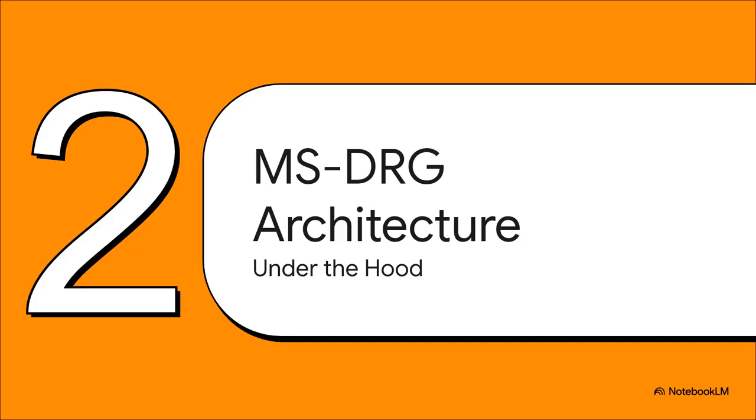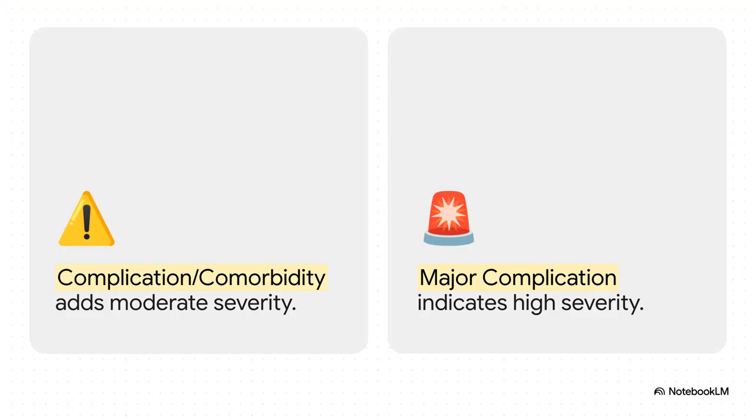Moving on to Section 2. MS-DRG architecture and severity, under the hood. So the secret sauce in this architecture is the distinction between a CC and an MCC. A CC, meaning a complication and comorbidity, adds a moderate level of severity to a case. Think of something like malnutrition. An MCC, a major complication and comorbidity, signals high severity and massive resource use. We're talking about extreme conditions here, like neonatal sepsis or acute renal failure. Nailing that MCC totally changes the reimbursement weight.